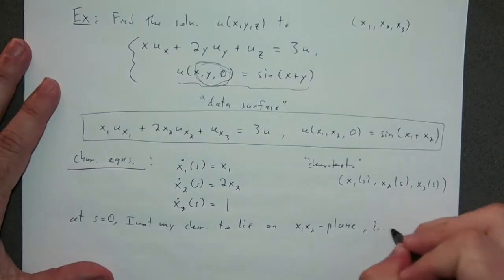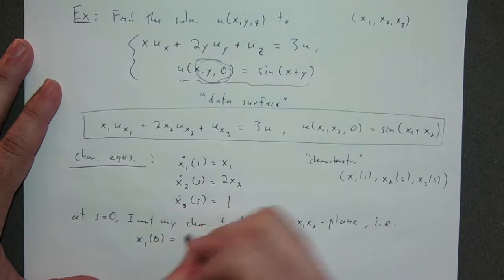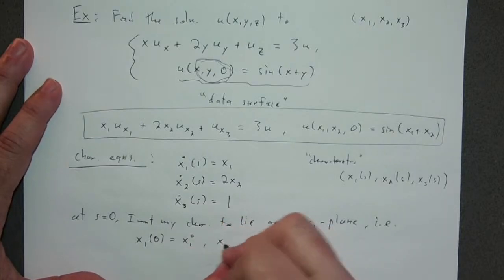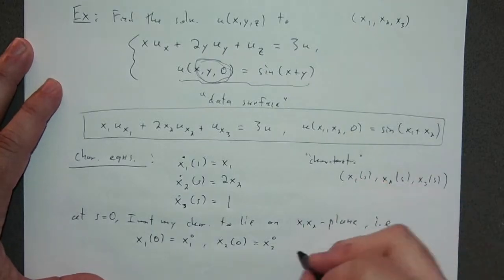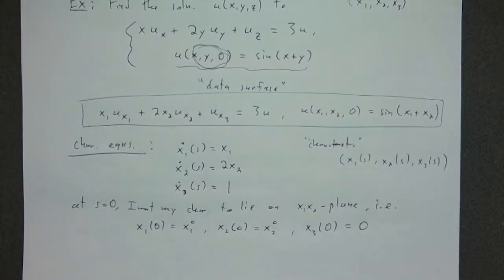So I want x sub 1 of 0 to be some initial point, we'll say x sub 1 naught. I'll use a superscript. x sub 2 of 0, I want to be some initial point x sub 2 naught. And x sub 3 of 0, I want to be 0. So here I have two parameters. Instead of just having an x naught that specified my parameter on the data curve, I have a data surface now, so I have two parameters that specify the data surface. That's kind of annoying. That just means that when I get to solving these things, I'm going to have more equations that naturally pop up.